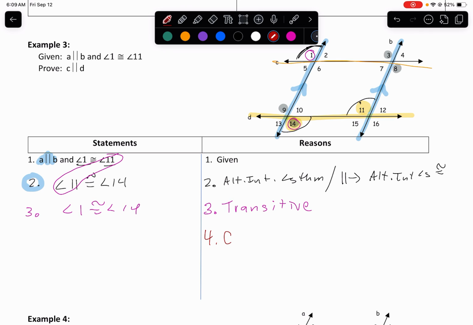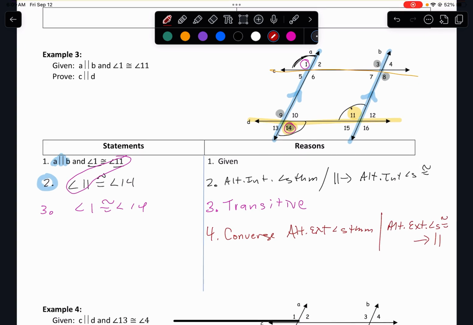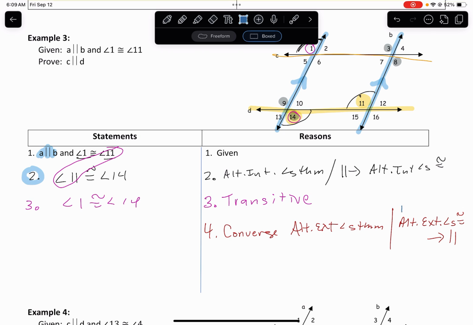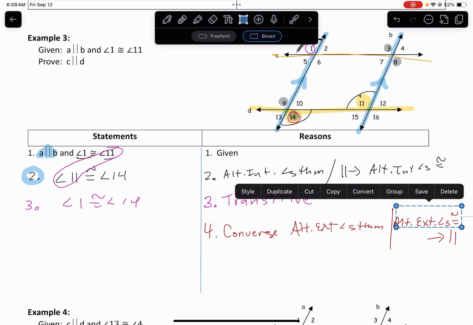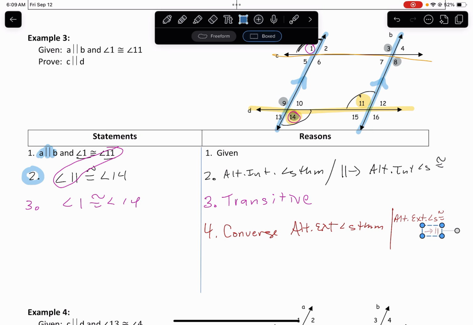So I'm going to use the converse of alternate exterior angles theorem, which says if alternate exterior angles are congruent, then the lines are parallel. I guess I can make that a little bit smaller so they would all fit. And so that allows us to say that C is parallel to D.